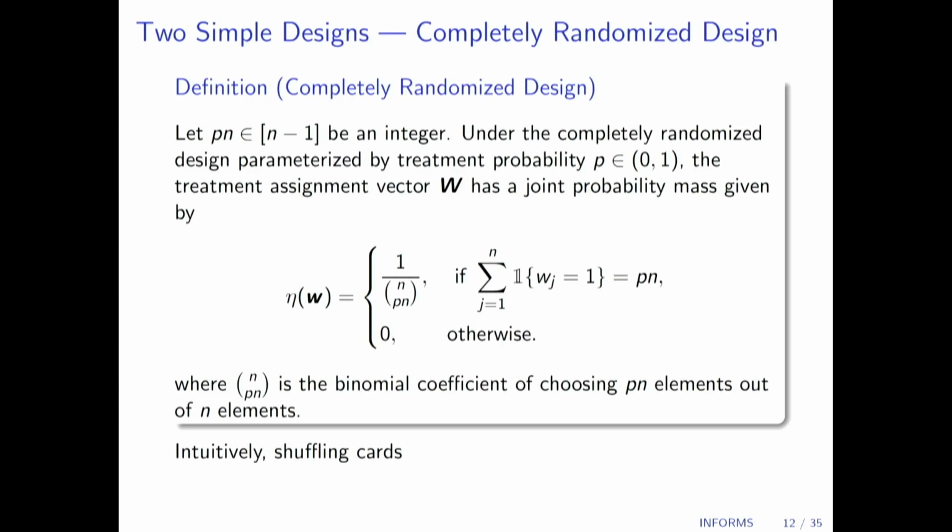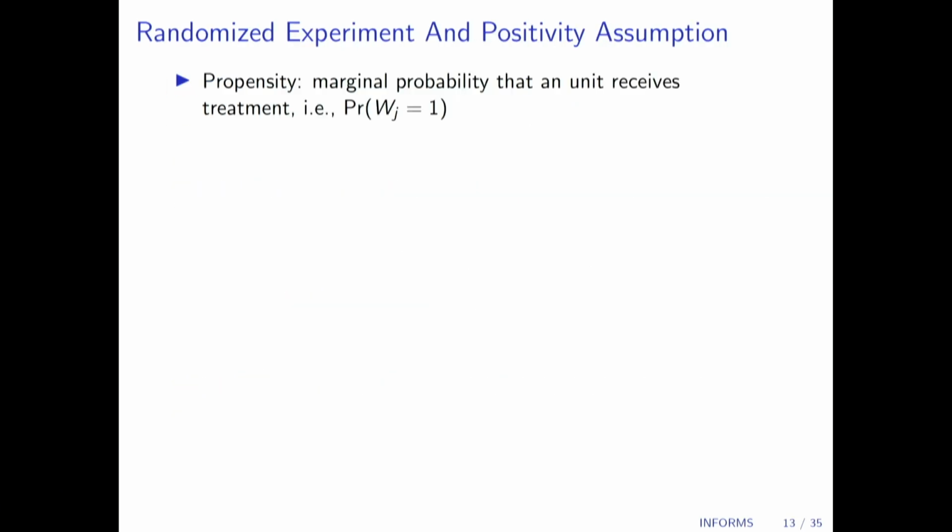So now I have talked about this treatment assignment vector and what is the probability. And we're referring to this joint discrete probability as an experiment. So the next step, we would like to look at what is an experiment and how do we design an experiment. So when we design an experiment, sometimes we would like to make the following assumption.